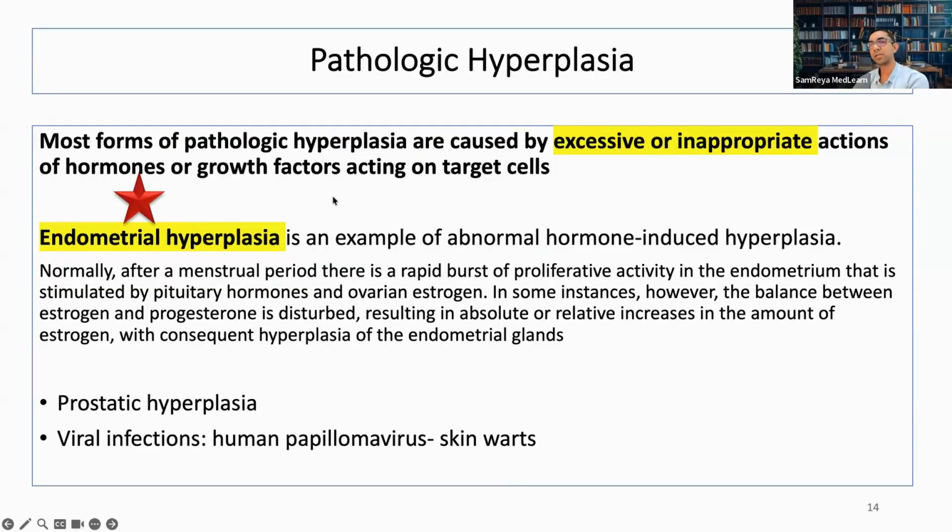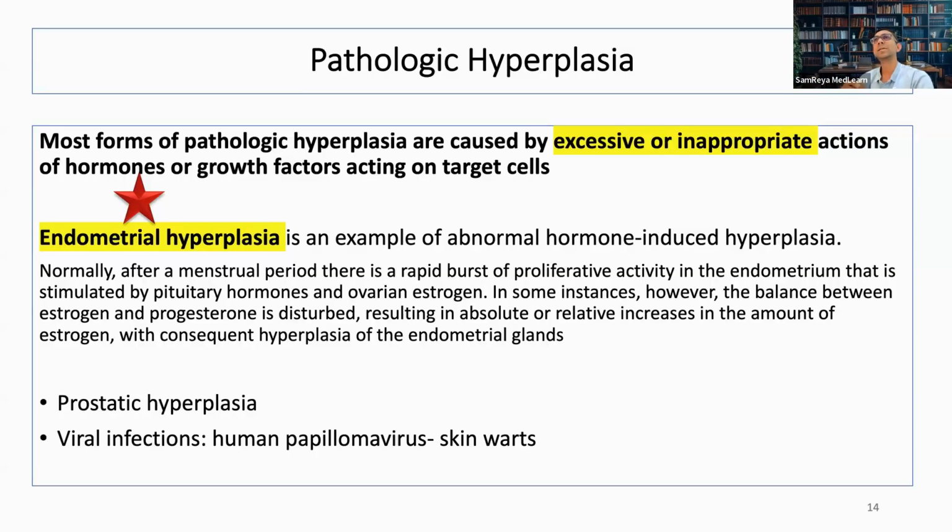And one example that I always want you to remember and always quote here is about endometrial hyperplasia. This is a very high topic, very important question. Okay, it has been repeatedly asked over the past few years, and many years this has been a repeated question in your exam. So endometrial hyperplasia is an example of abnormal hormone-induced hyperplasia. This happens because of unopposed, I'm using that word, unopposed excessive estrogen acting on the endometrium. So if there is unopposed excessive level of estrogen acting on the endometrium, it undergoes excessive cell division.